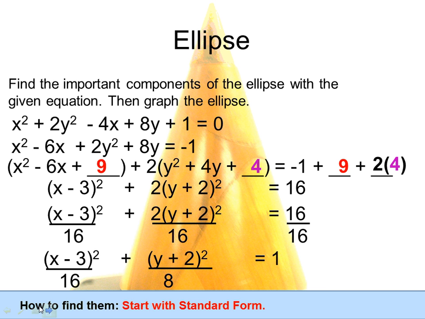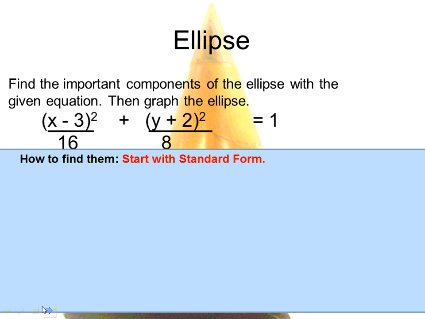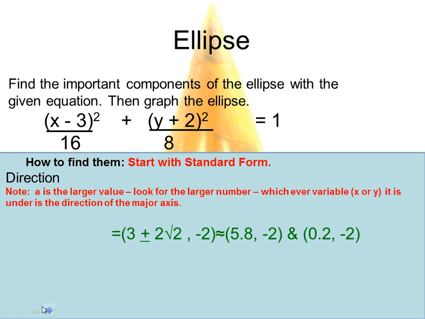Where is that larger number? That larger number is under the x. That tells me this is a horizontal ellipse. Okay, so after you got it in standard form, you got it equal to 1, now we can find the direction.